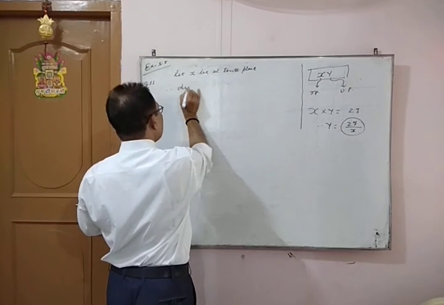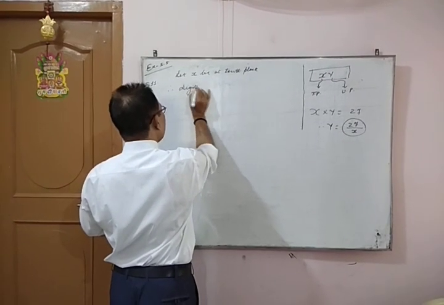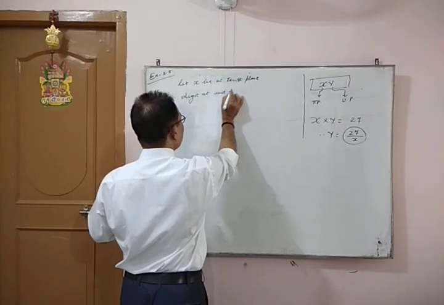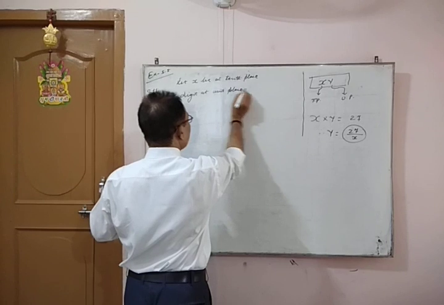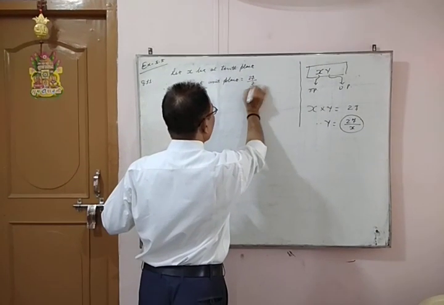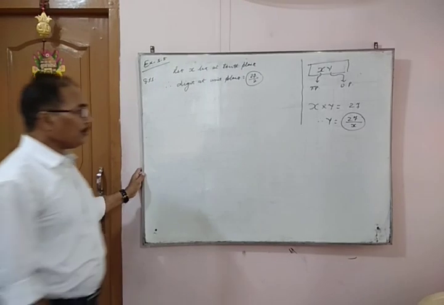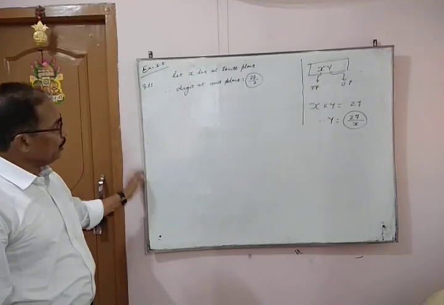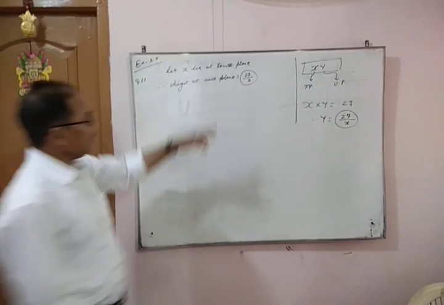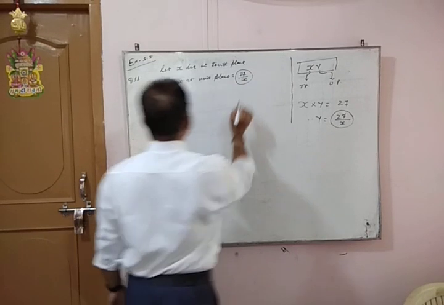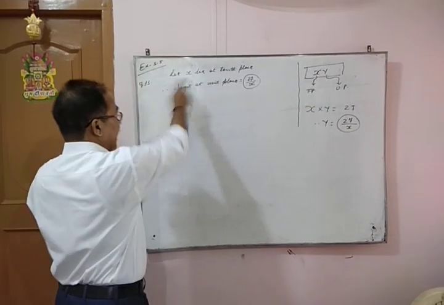Therefore, the digit at the unit place equals 27 by x. Directly you can write this down. Now you are getting 2 digits, the tens place digit and the unit place digit. The unit place digit is 27 by x. The tens place digit is x.